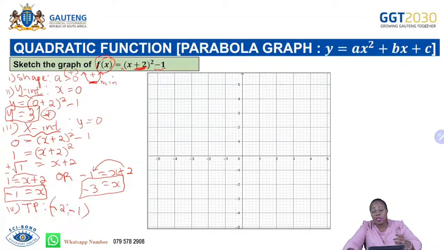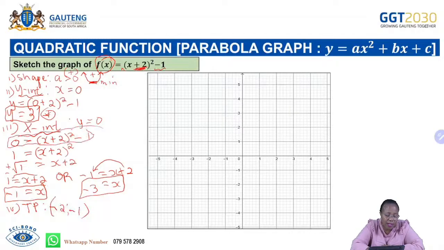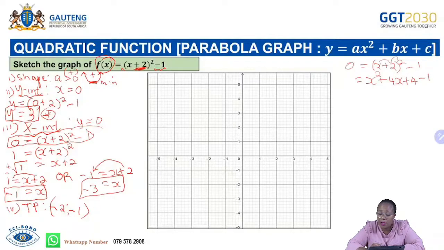So the graph will be turning at -2 and -1. And then for the x-intercept, again, let's look at this part, grade 12. Some learners may decide to multiply out the bracket on 0 equal to (x plus 2) squared minus 1. They may multiply, the first will be x squared, x times 2 twice, that is 4x, and then square the last term, that is plus 4, and then the minus 1.